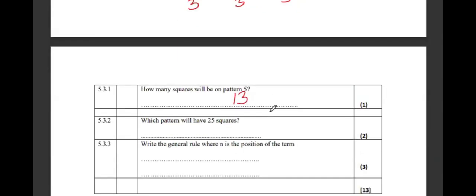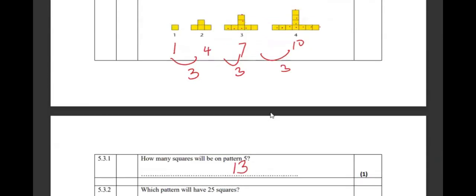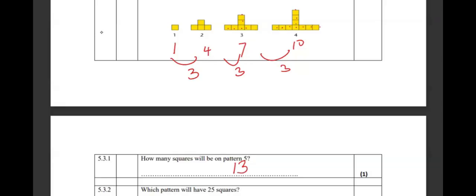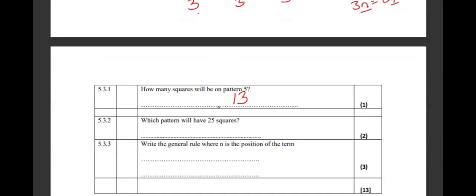Then how about which pattern will have 25 squares? Okay, let's get the rule and see. So that's going to be 3n. 1 minus 3 is minus 2. Okay, we are equating it to 25. Move the 2 to that side. 3n is going to be 27, divided by 3, which is going to be pattern number 9.